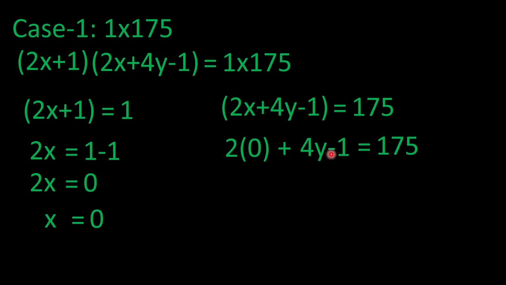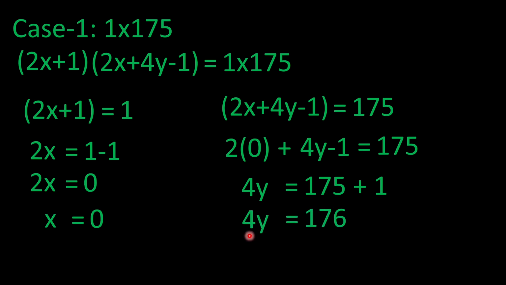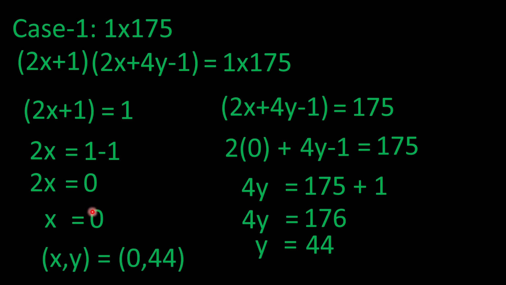And now we will shift this minus 1 to the other side of the equation. So this will become 4y equals 175 plus 1, and then 4y equals 176. And this means that when we divide both sides by 4, y equals 44. It means that now we have the values of x and y, which are 0 and 44. So this was our case 1, and now let's move towards case 2.